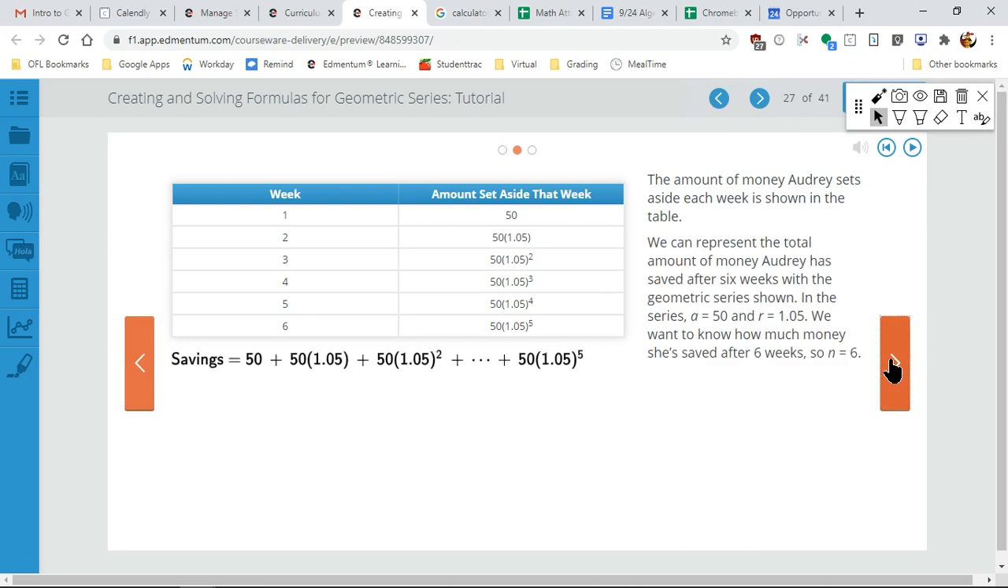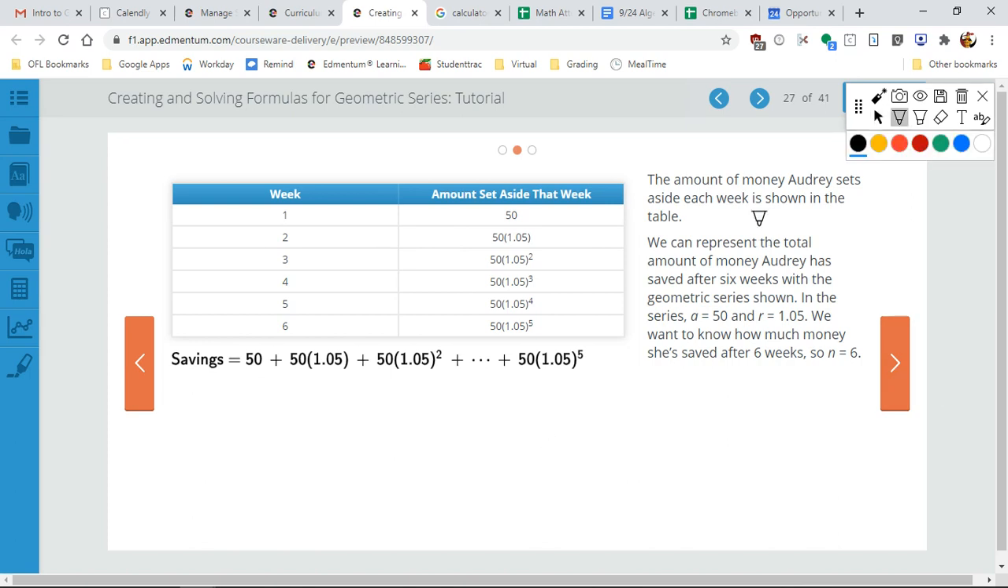So let's see what we have here. After a while, it gets to the point where 5% more is nothing. Like she's not adding any more money. So here's what's happening. First, she puts $50. Then she puts $50 plus 5%. Then she puts another $50 plus 5%. Then another $50 plus 5%. Going on over and over for 5 times.